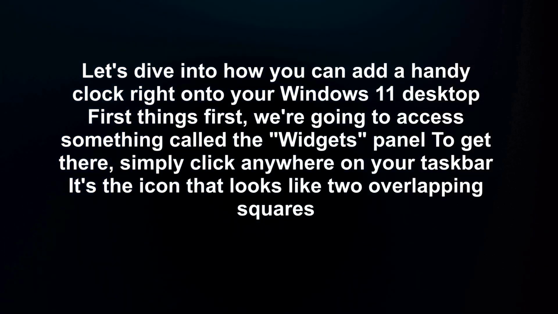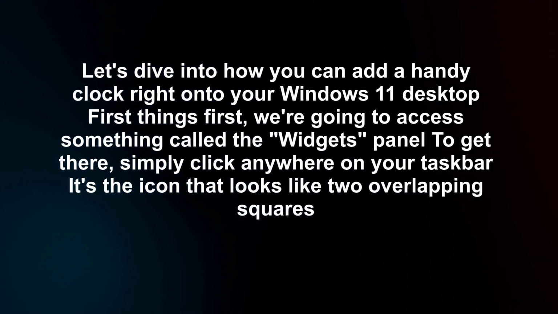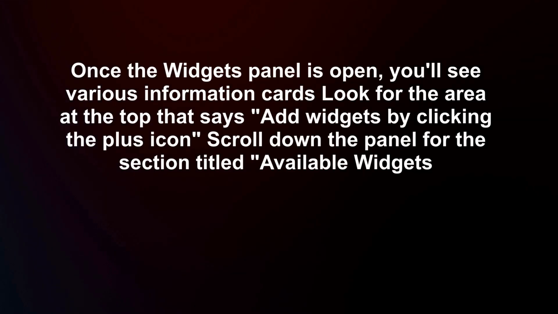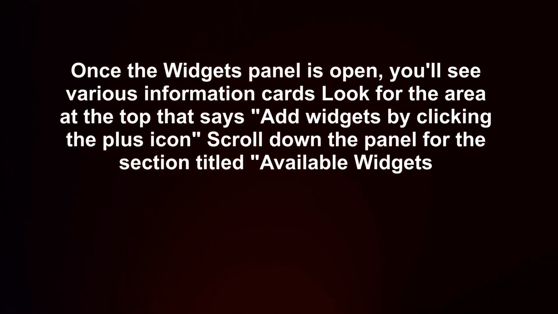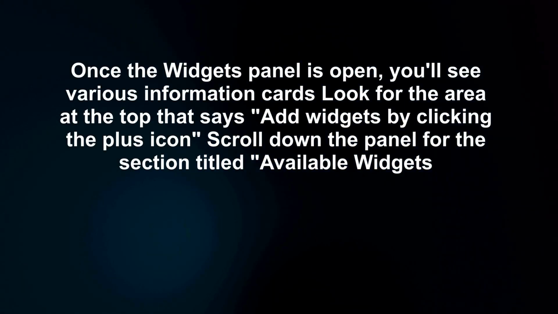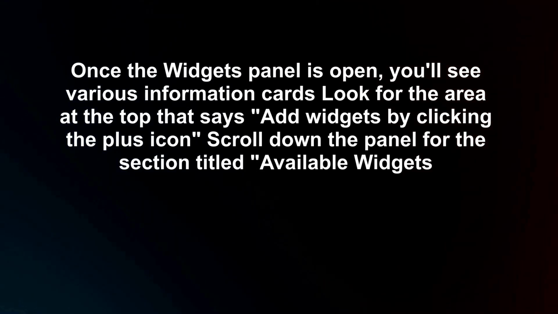To get there, simply click anywhere on your taskbar. It's the icon that looks like two overlapping squares. Once the Widgets panel is open, you'll see various information cards. Look for the area at the top that says Add Widgets. By clicking the plus icon, scroll down the panel for the section titled Available Widgets.